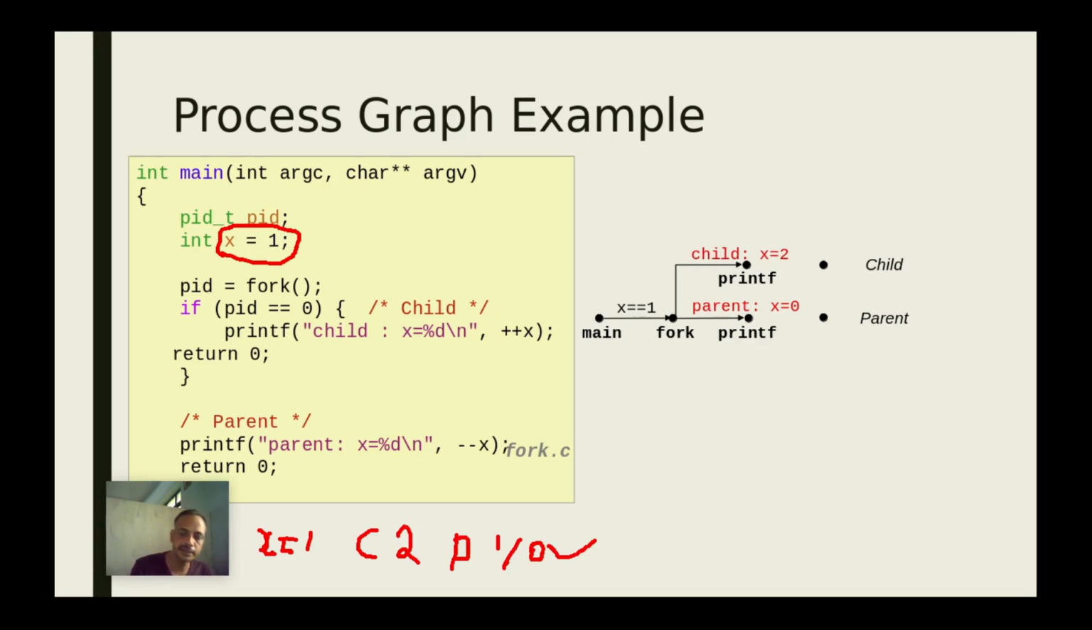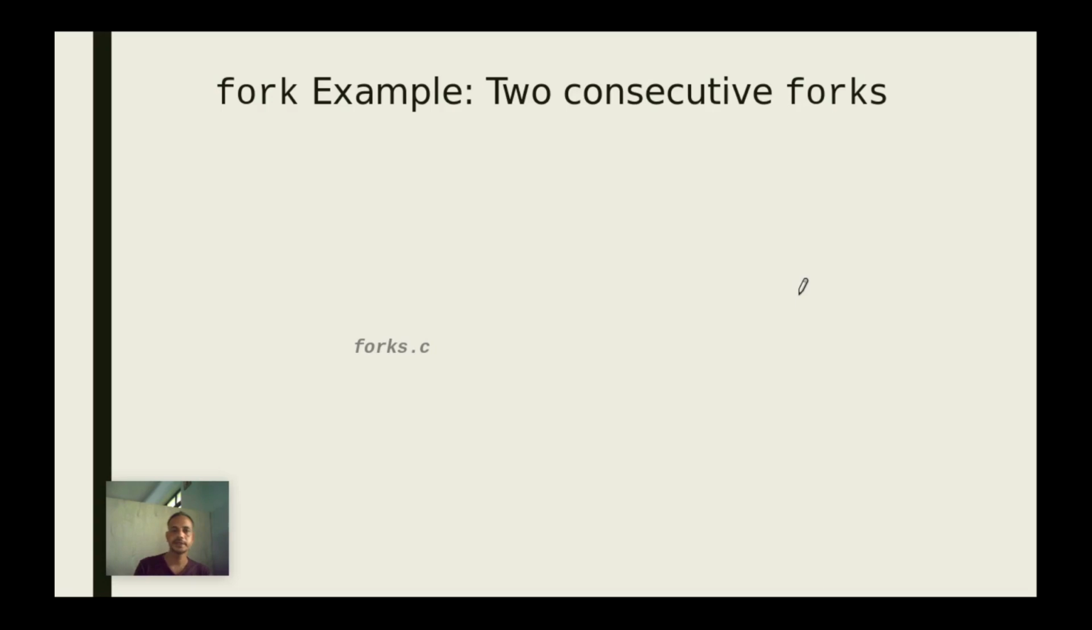Why will parent print 0? Because the initial value for parent is still 1. It is not updated as 2 in the address space of the parent. It is updated in the address space of the child. The address space for child and parent is different. That's why the value of x here is 2, and the value here is 0. Then both will terminate. Okay, now we have understood this for one fork system call.